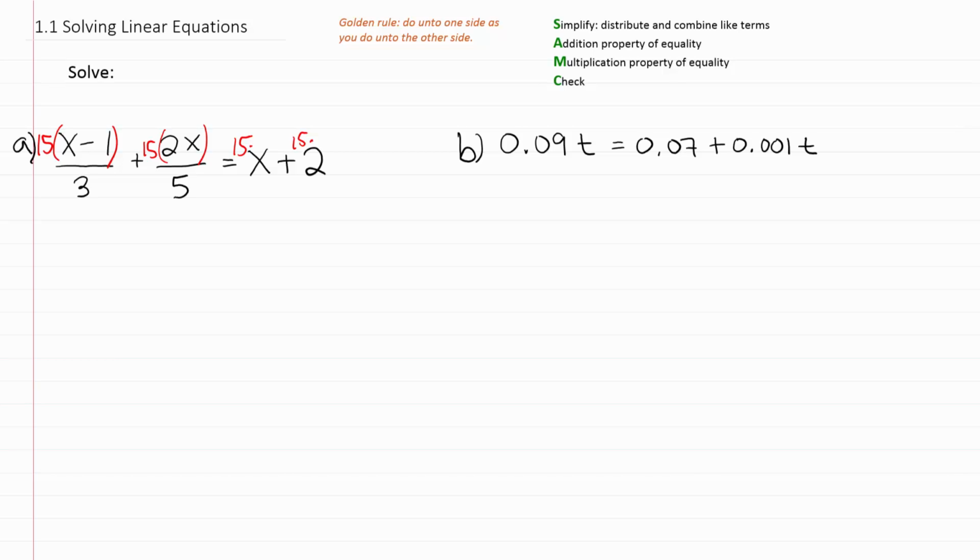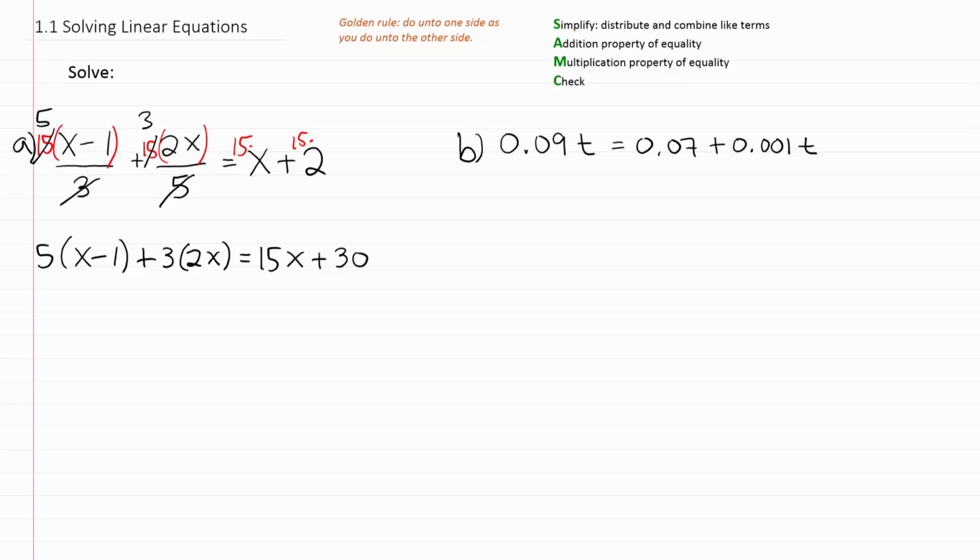All right, now, if that's the case, what's the result going to be? Well, the 3 will go into the 15 5 times, giving you essentially 5 times x minus 1. Then we'll have the plus sign. 5 will go into 15 3 times, giving you 3 times 2x. Then you'll have equal to 15 times x, which is 15x, plus 15 times 2, which of course is 30.